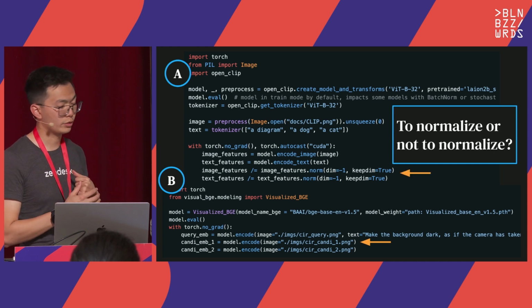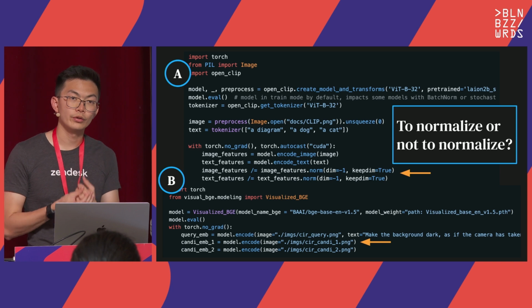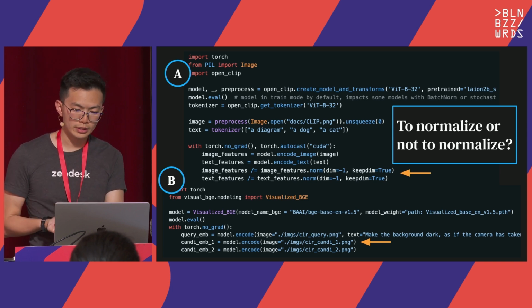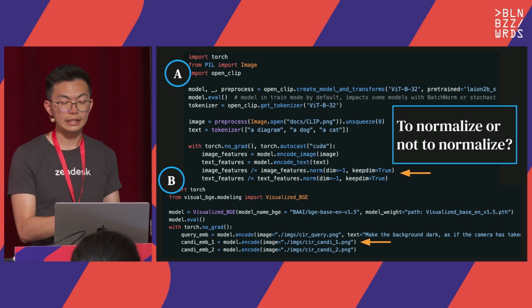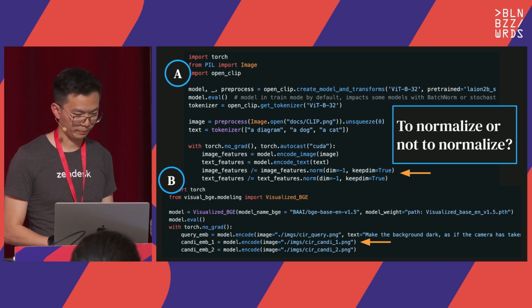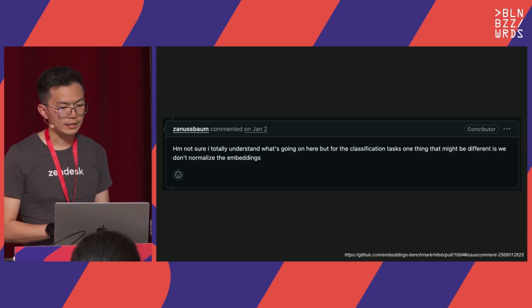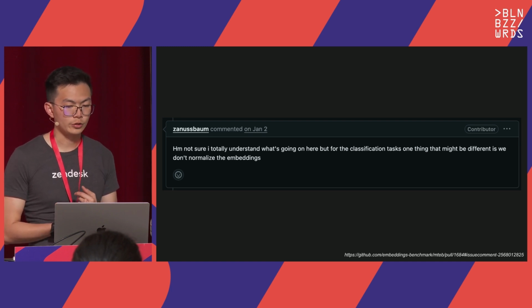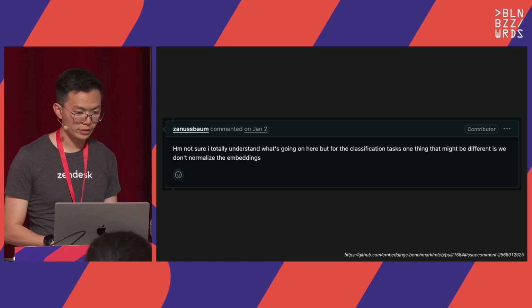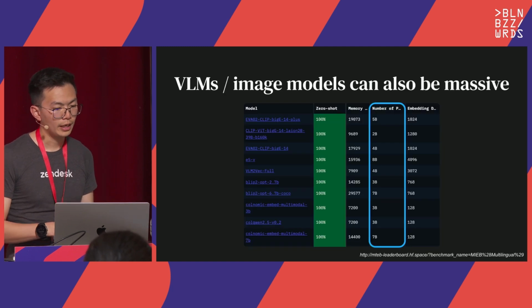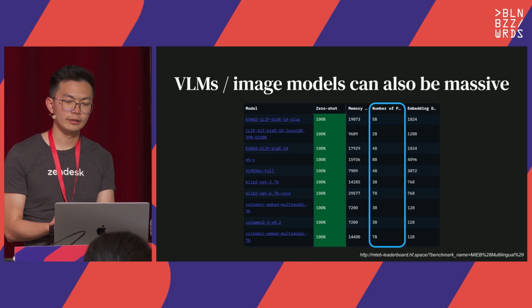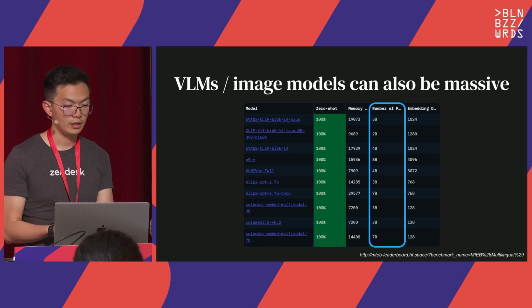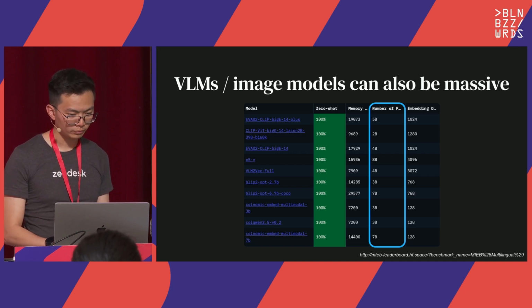And a third way is related to normalization. We see this in both text and image embedding models, where sometimes the step is explicitly needed, and sometimes it's not. And sometimes we just don't get it right for the maintenance team and need a gentle nudge from the model creators. And also, just like text embedding models, VLMs and image embedding models could be massive.